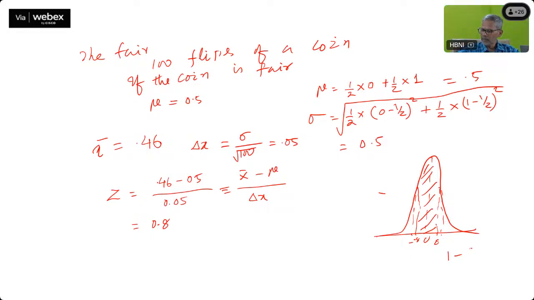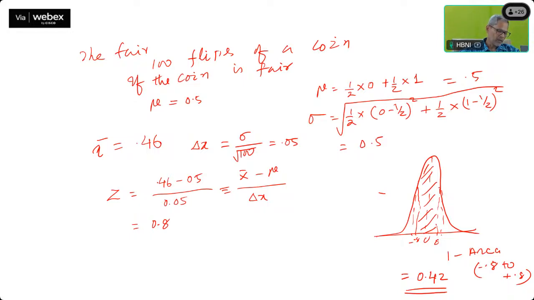The Z value area between minus 0.8 to plus 0.8, that is what you look for. There are tables available to find out the p value. That is coming out to be 0.42. I could have given you that table in a normal curve. Where 0.8 sigma beyond, the area will be 0.42.